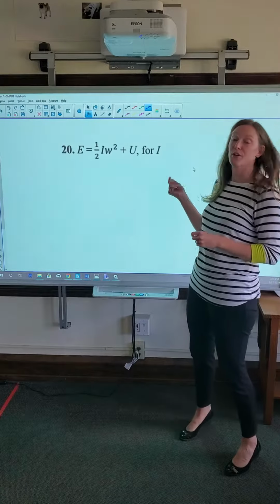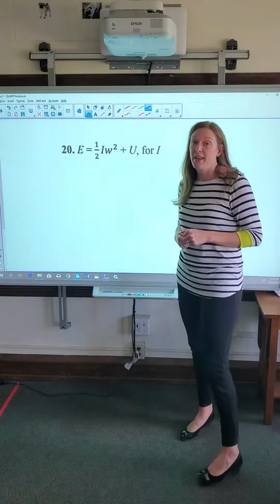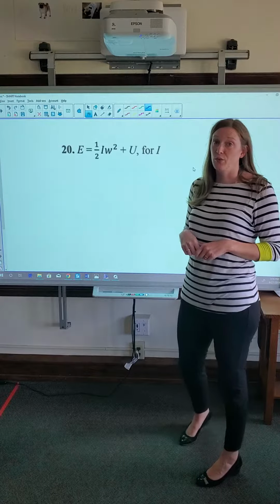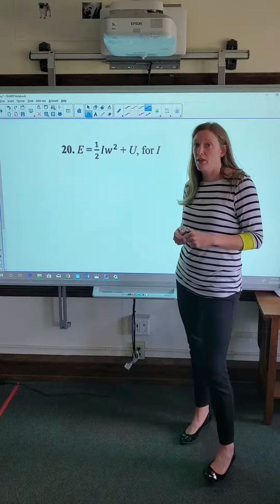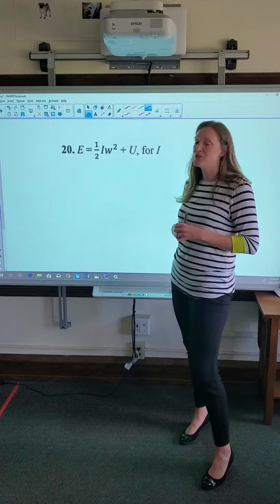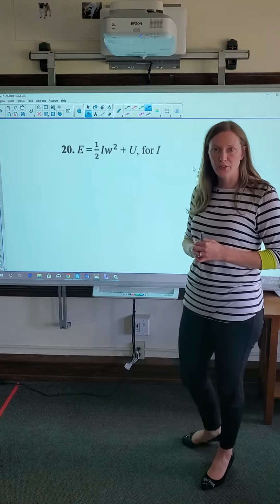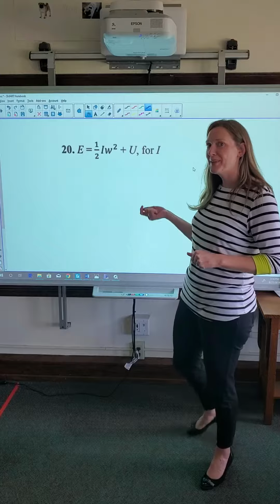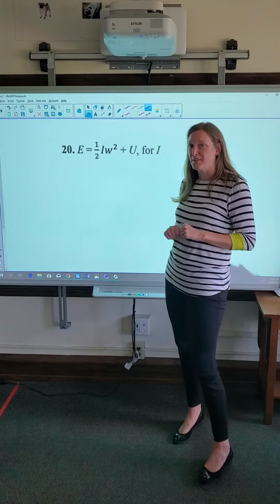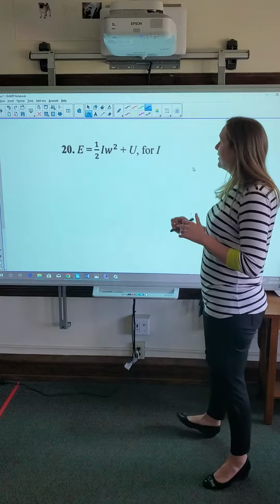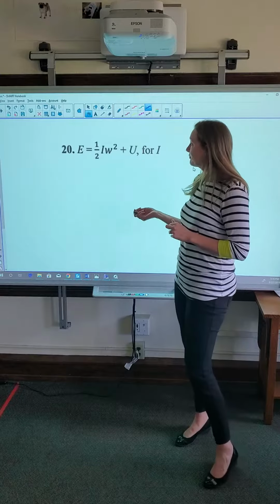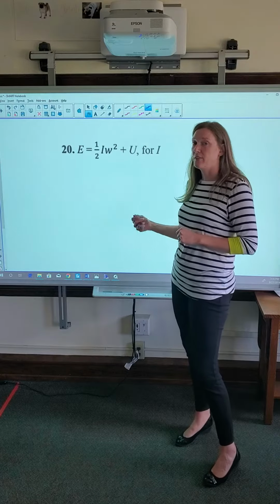So this is number 20 on the homework, and you will see a question like this on the quiz tomorrow. So I want to make sure that I go through it. It's probably the hardest question on the homework. The one on the quiz won't be this hard, but it's still good for you to see how to do this one. So we have a formula, and we're being asked to solve for I.